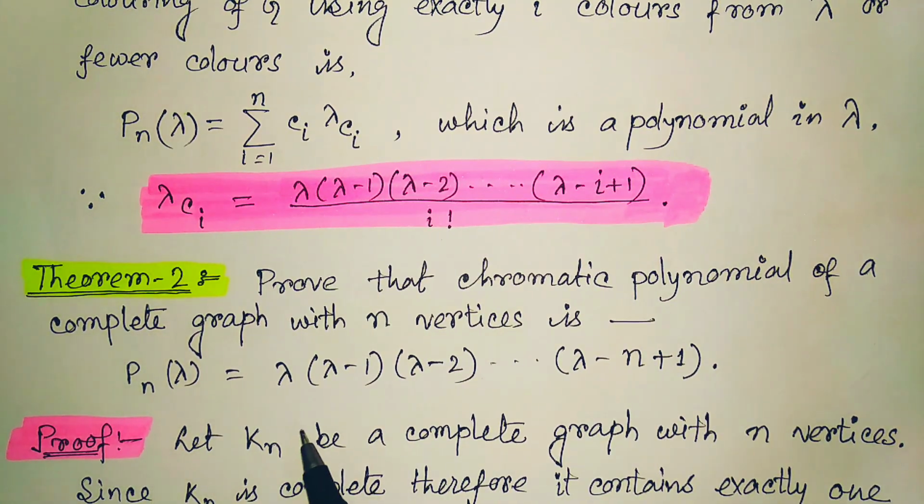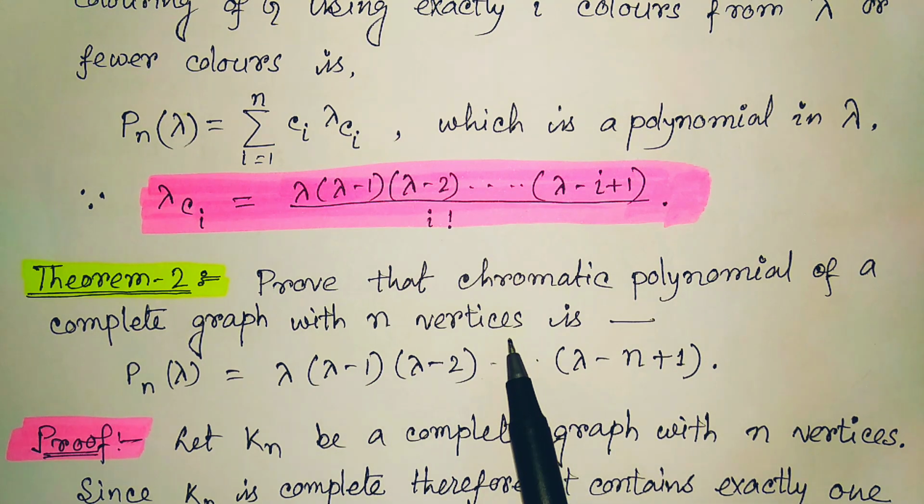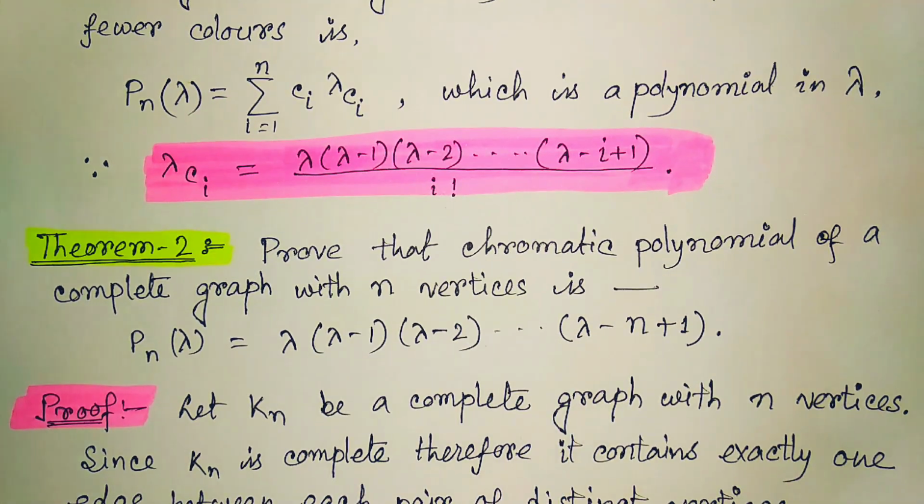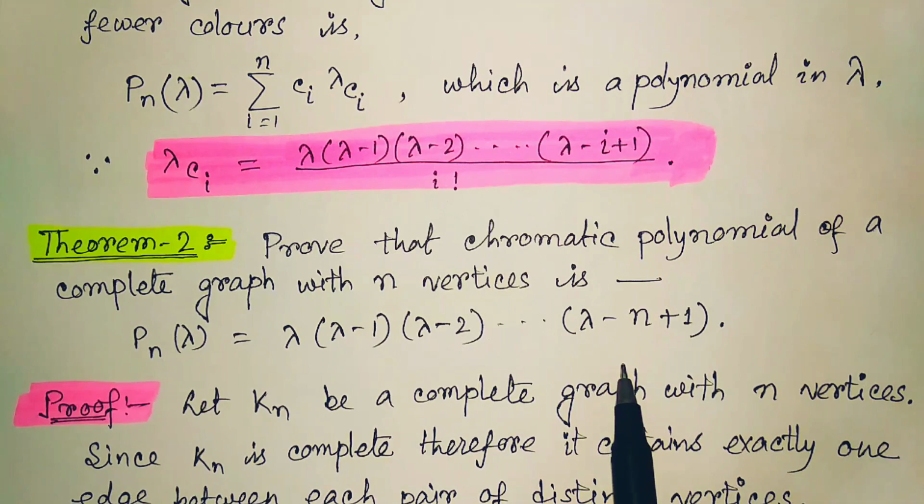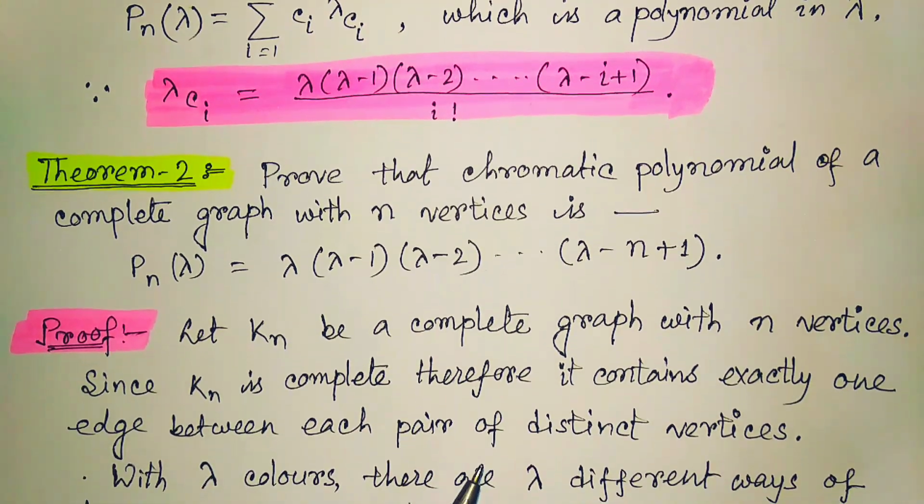The next theorem is: prove that the chromatic polynomial of a complete graph with n vertices is Pn(lambda) equals lambda into lambda minus 1 into lambda minus 2, and in this way up to lambda minus n plus 1, where n is the number of vertices. So what is the second theorem? Prove that the chromatic polynomial of a complete graph with n vertices is this one. Now how to prove this one?